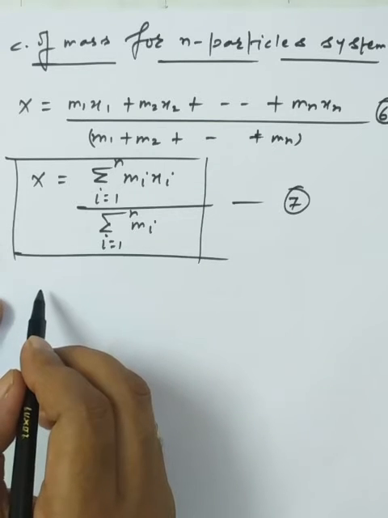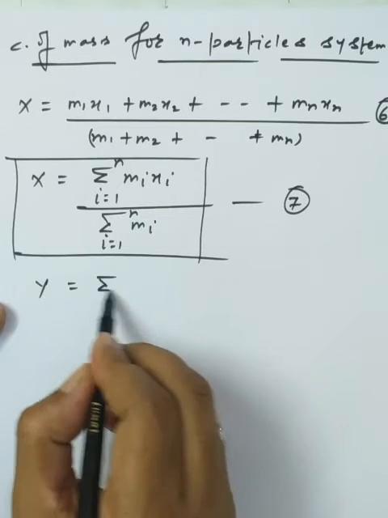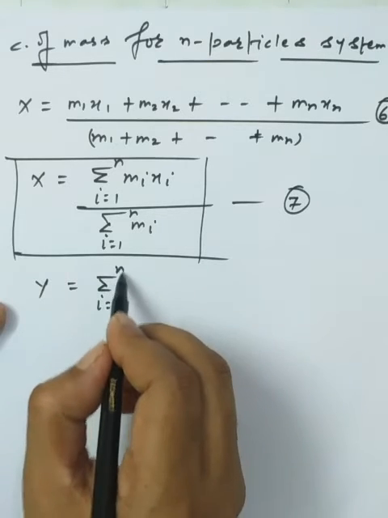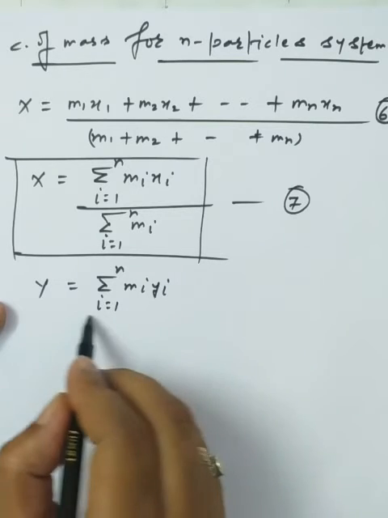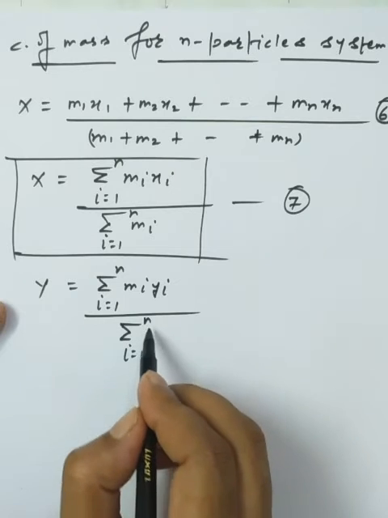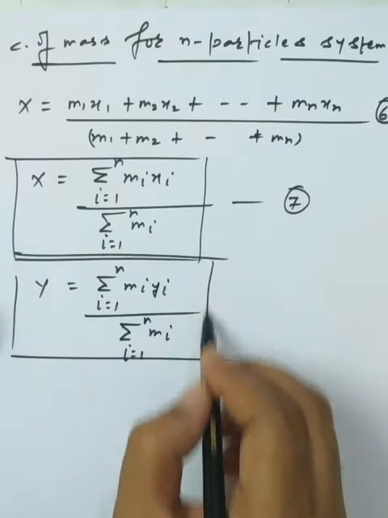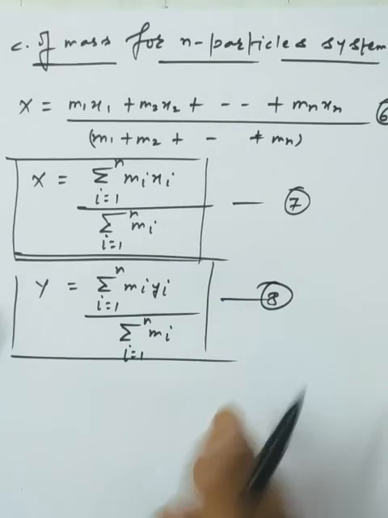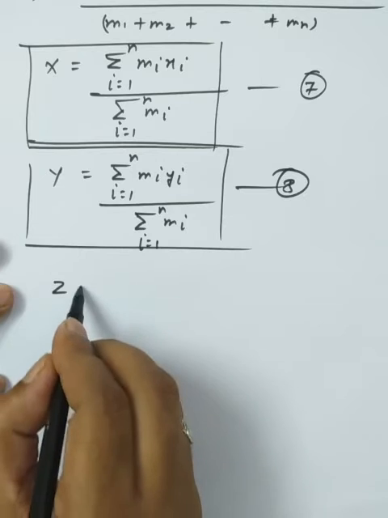Now equation number 7, we are just writing the y coordinate of the system. So easily we can write that summation i = 1 to n of mi yi, divided by the total mass, that is summation i = 1 to n of mi. Okay, so this is the other portion, equation number 8. Now the third portion, that is the z coordinate.